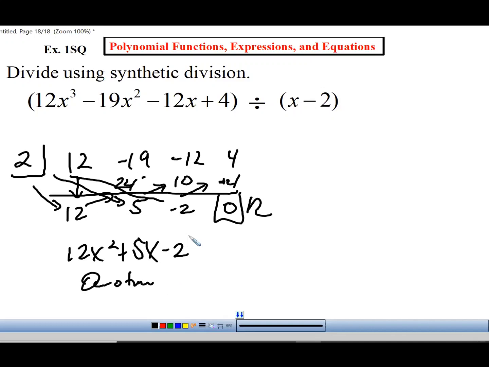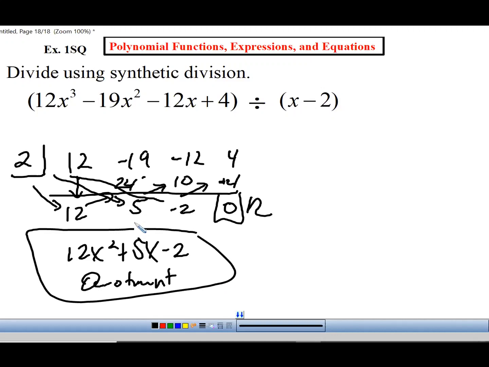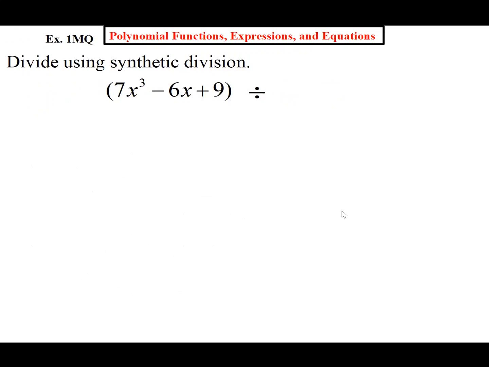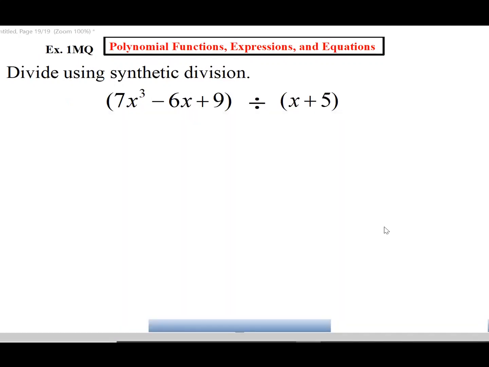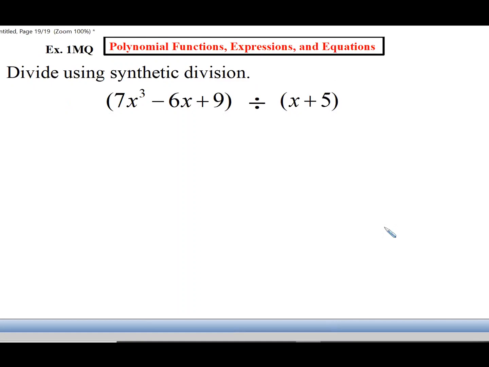All right, hands up, you got that? All right, good. All right, let's move on. Example 1, mega cube. Let's see, yes, copy this one. Same instructions, 7x cubed minus 6x plus 9 divided by x plus 5.